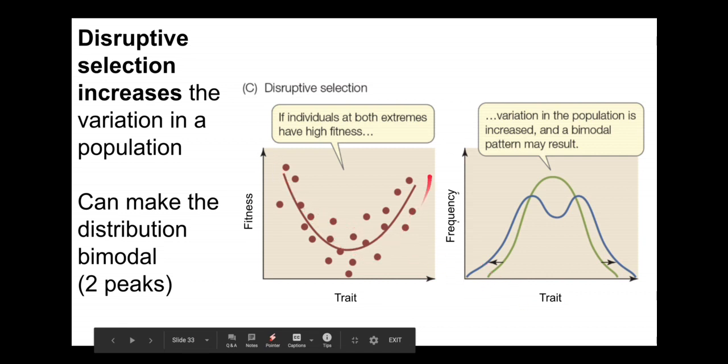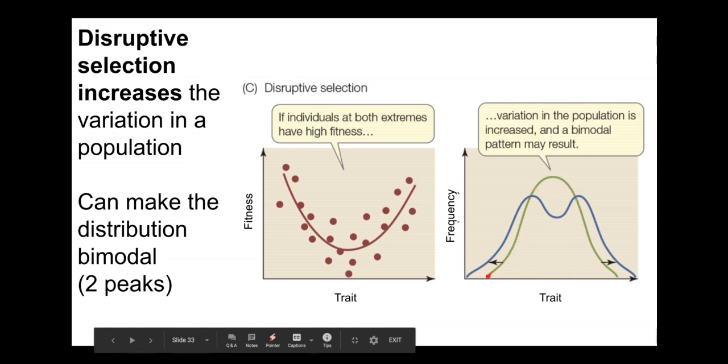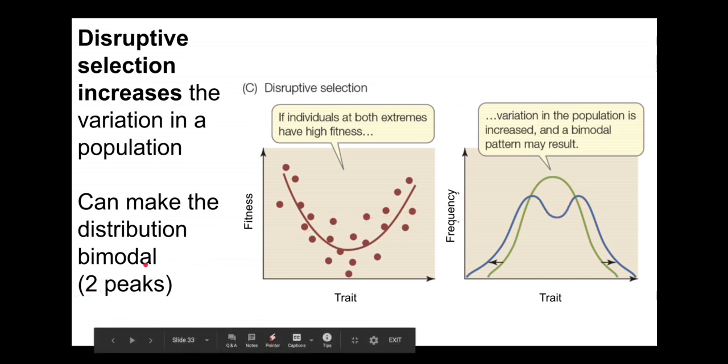So here is fitness relative to the trait: high fitness, low fitness, high fitness. The green represents the original distribution of the trait in the population. Then after natural selection, those in the middle had the lowest fitness. So we create a little dip in here, and it can result in a bimodal distribution.